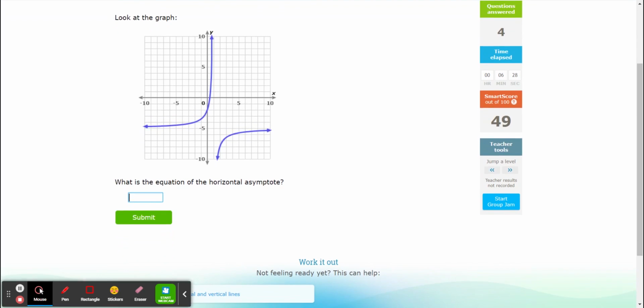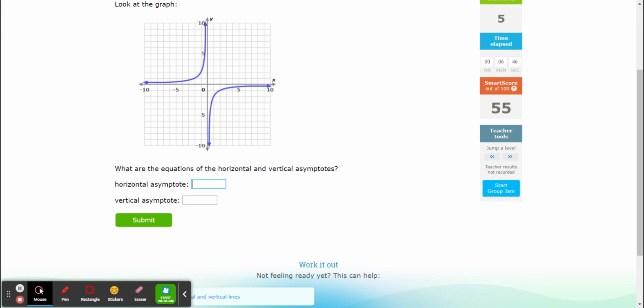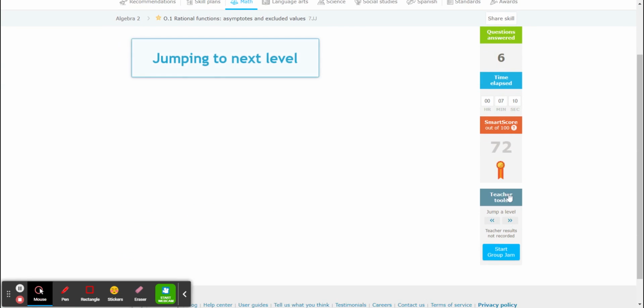All right, so this one says, what is the equation for the horizontal asymptote? So if you notice, it never crosses, it just gets close to -5. So I'm going to say y is equal to -5. So don't just put a number. Make sure you understand that it's either x equals or y equals. All right, for this type of question, it's going to say, what are the equations of the horizontal and vertical asymptotes? So I know the vertical asymptote here would be 0, and so is the horizontal asymptote. So the horizontal asymptote is 0, the vertical asymptote is 0, right? Let's go ahead and jump to a harder question.